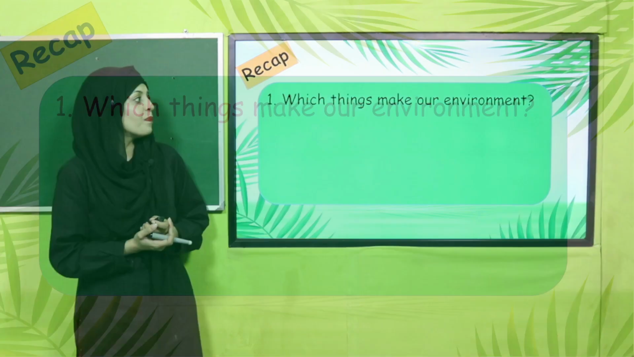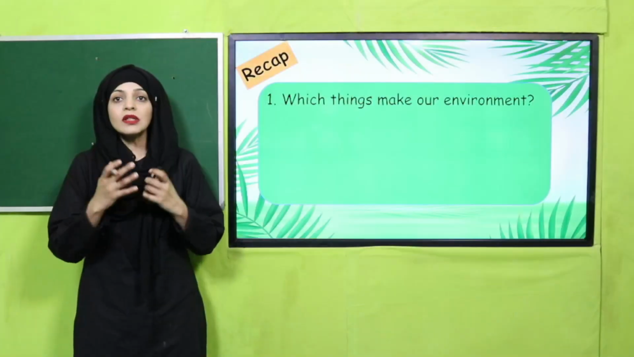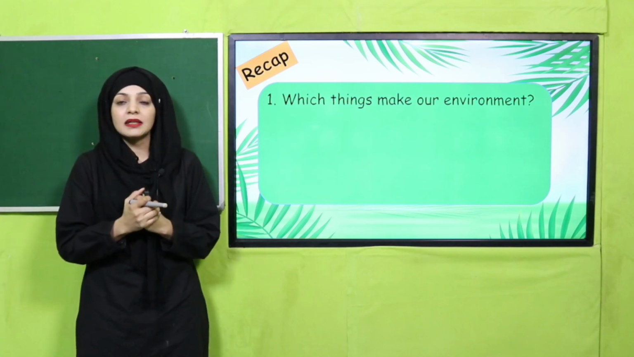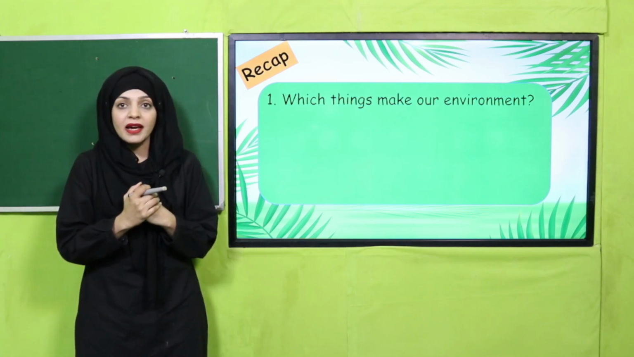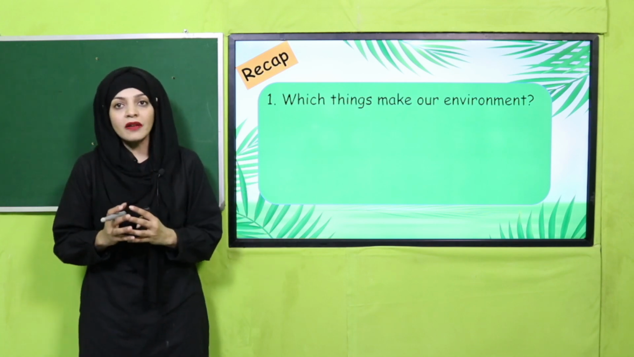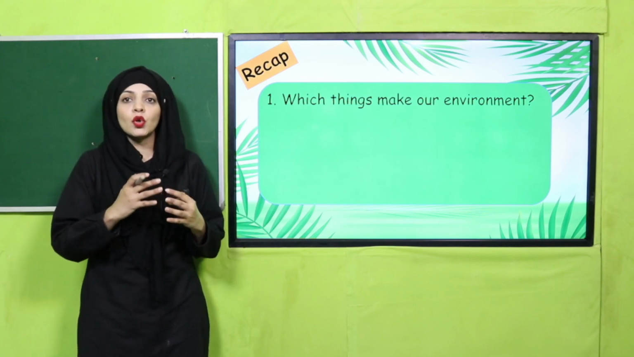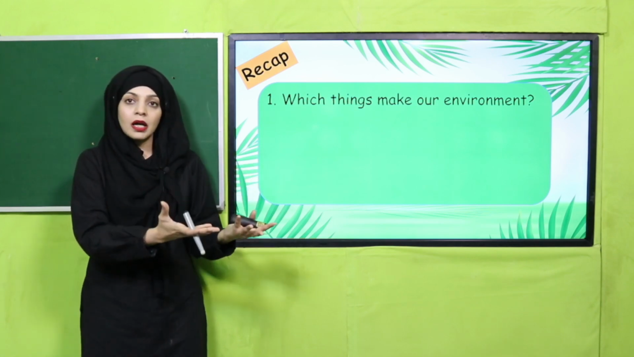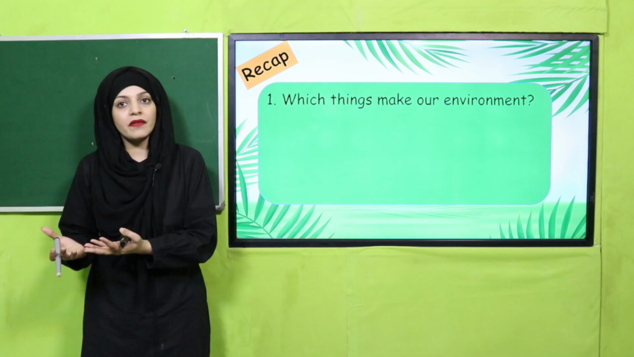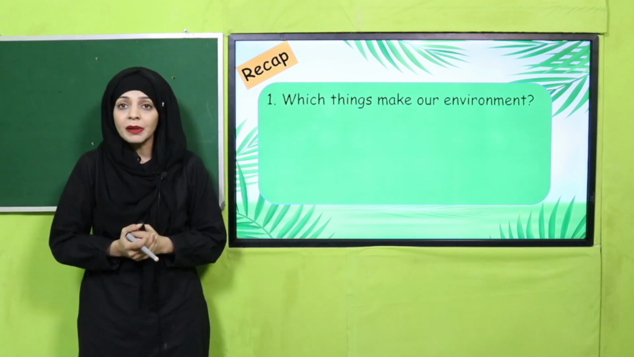Quickly answer, which things make our environment? कौन सी चीजें हैं जो हमारा एनवायरनमेंट बनाती हैं कलेक्टिवली? आपको पता है इस बात का, लिविंग थिंग्स एंड नॉन लिविंग थिंग्स मेक अप आवर एनवायरनमेंट. देखिए हमारे एनवायरनमेंट में दोनों तरह की चीजें होती हैं, लिविंग थिंग्स भी होते हैं और नॉन लिविंग थिंग्स भी होते हैं, और जब वो कंबाइन हो जाते हैं तो हम कहते हैं कि हमारा एनवायरनमेंट बन गया.